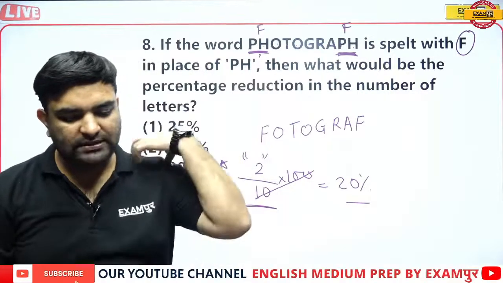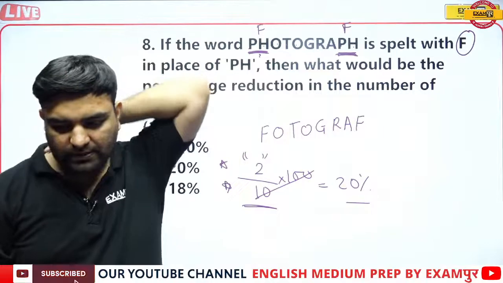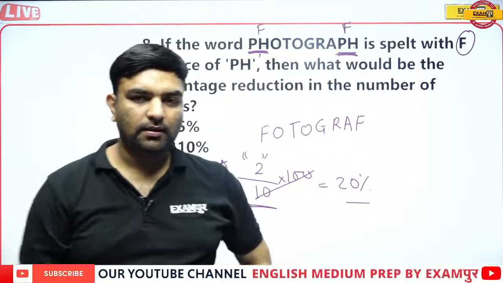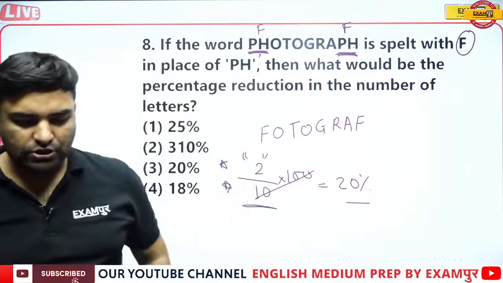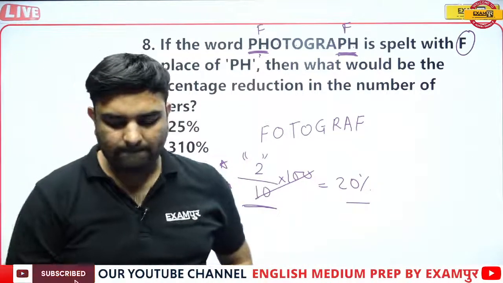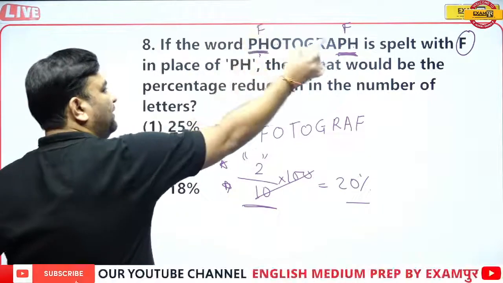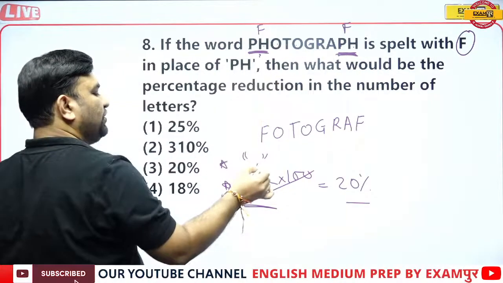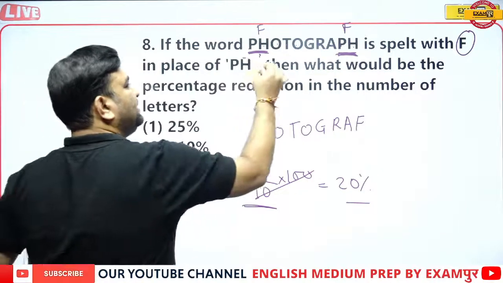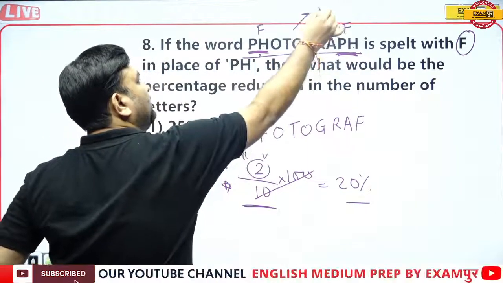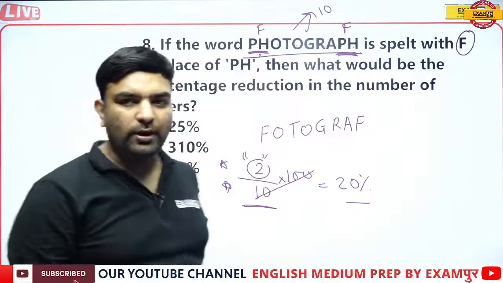Is the solution clear? Reduction of one letter, reduction of two letters. So reduction of two letters over the initial letters of 10. 2 by 10 into 100, 20% reduction.